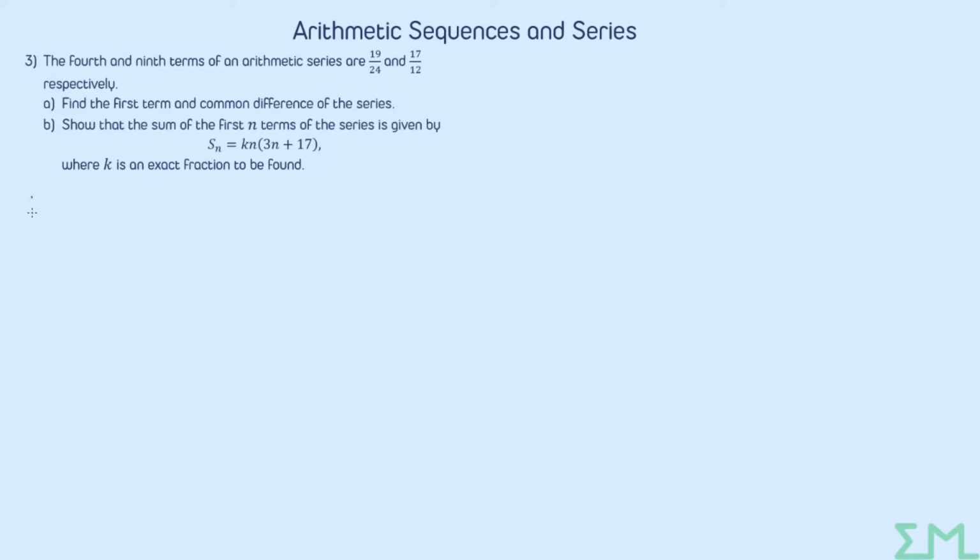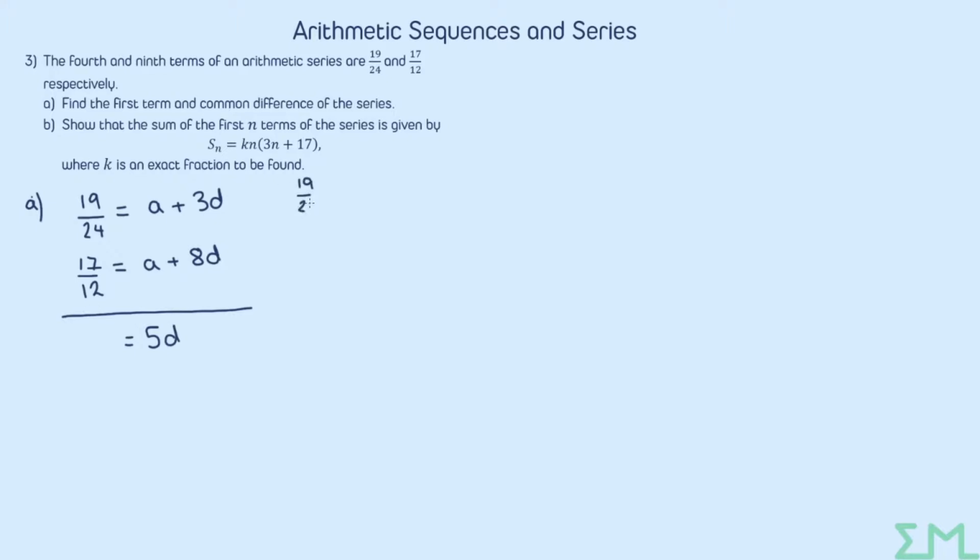Okay, so we've got some fractions in this one. We've got the 4th and the 9th term, so let's write down what we know then. So 19 over 24 is equal to the 4th term, which is a plus 3d, and 17 over 12 is equal to the 9th term, which is a plus 8d. Once again we have simultaneous equations, so we are going to subtract the first term from the second term. That gets us 5d here, and now we need to subtract our fractions.